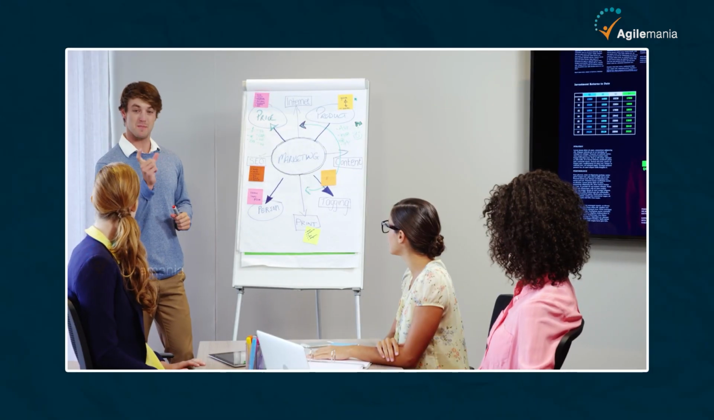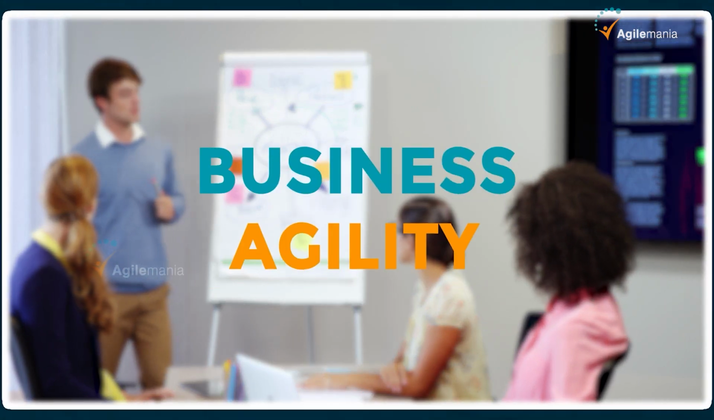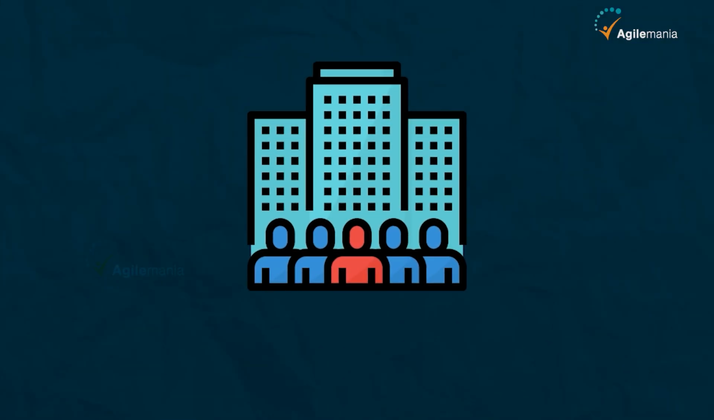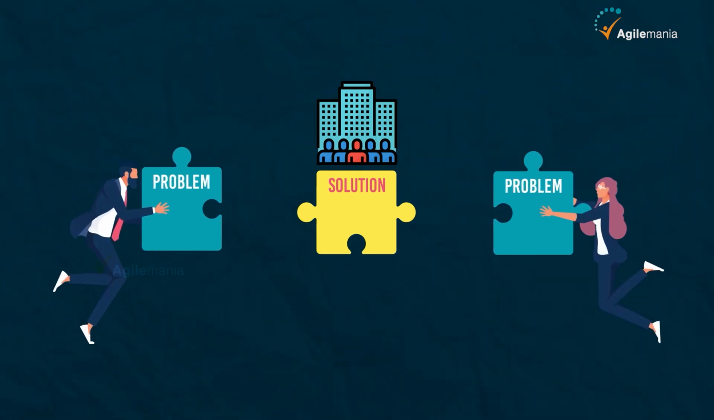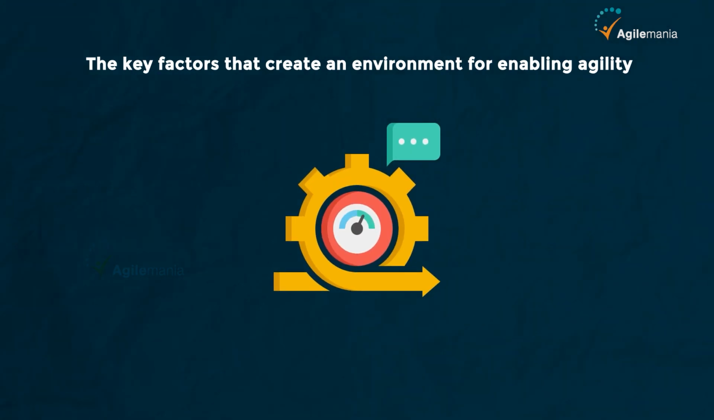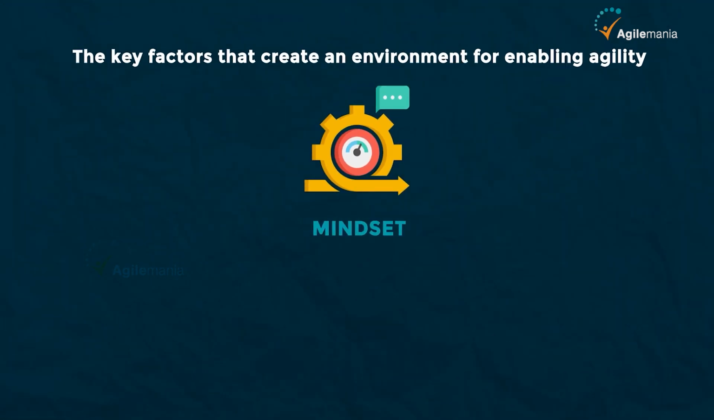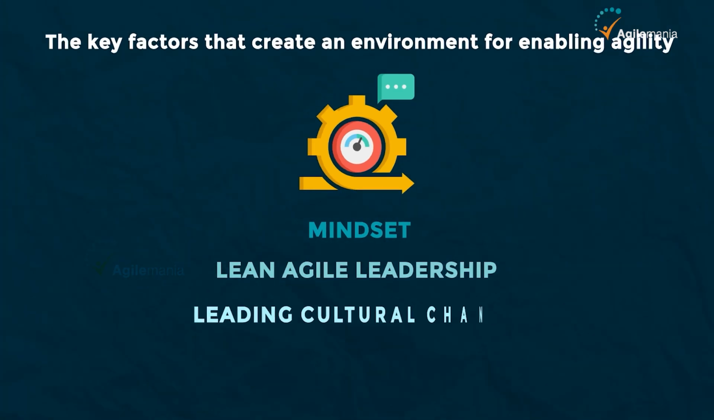By following these principles, you'll create an environment that is conducive to business agility. Your organization will be ready to tackle any challenges that come your way and seize new opportunities with confidence. Now we'll explore the key factors that create an environment for enabling agility. A. Mindset. B. Lean agile leadership. C. Leading cultural change.